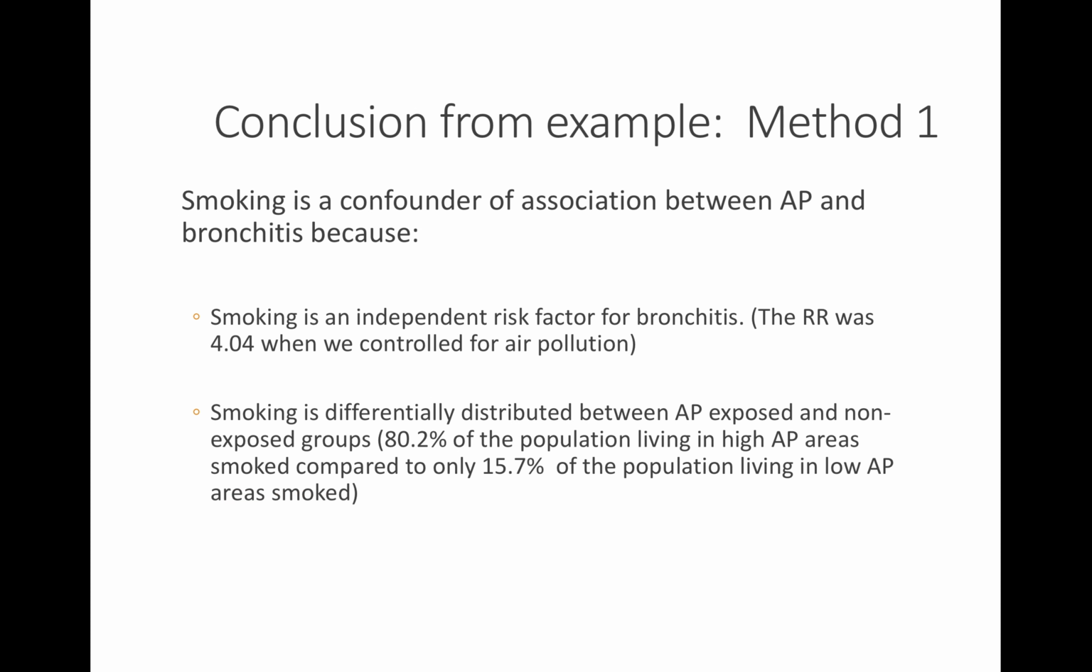So from this example, we see that smoking is a confounder of the association between air pollution and bronchitis. Part of that is that smoking is a risk factor for bronchitis, which we know from calculating the relative risk. Controlling for air pollution, we got a relative risk of 4, meaning that those who smoke are 4 times more likely to have bronchitis than those who do not smoke. And we know that smoking is also associated with air pollution.